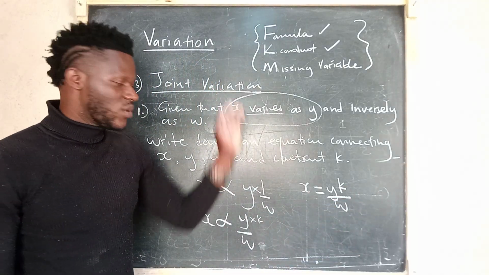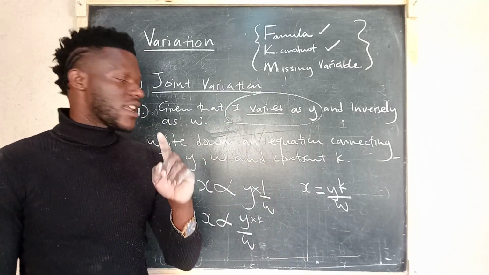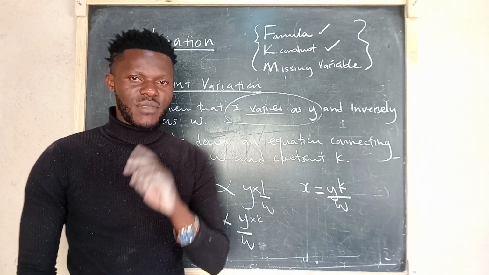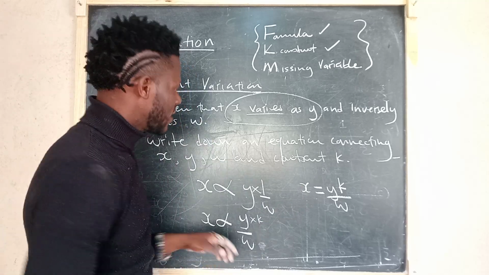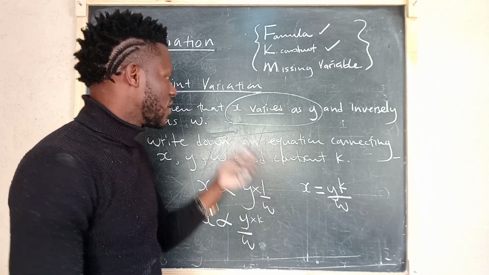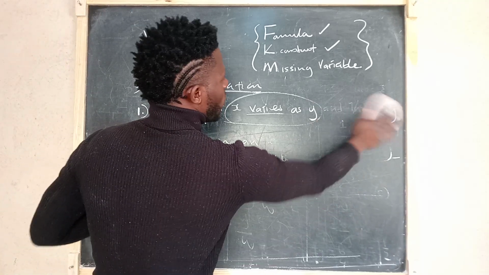Then the rest you'll be doing the same. You substitute the given values to find the value of k. After that, you find the missing variable. This is variation, guys. It's so simple. You can also follow those questions that I shall post in the comment section for the sake of practice.